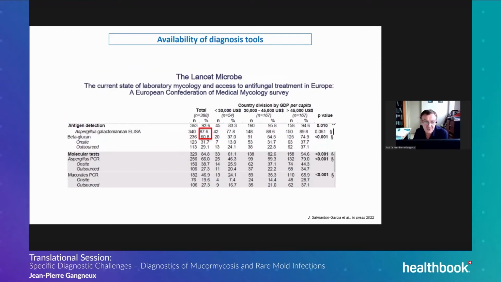And regarding antigenemia detection and PCR, here you can see that, of course, galactomannan is widely used with 87% of the labs, but regarding BDG, it's only 60% of the labs, with 1/3 on site and 1/3 outsourced. And regarding molecular tests, of course, we want to detect Aspergillus, so you can see that 2/3 of the labs are performing Aspergillus PCR, but regarding Mucorales PCR, it is less than 50%.